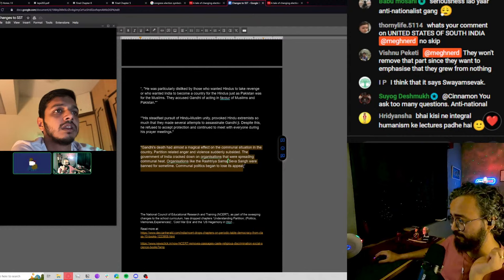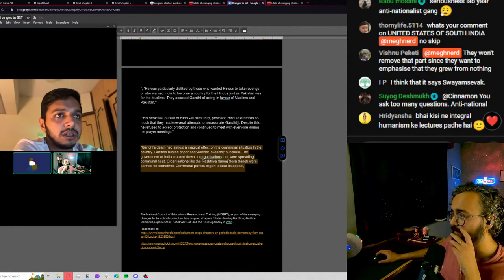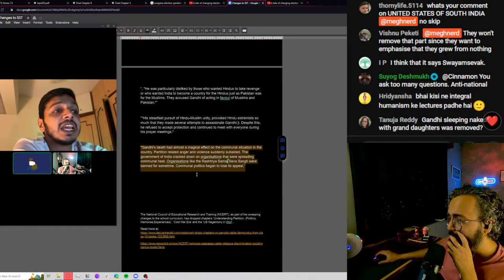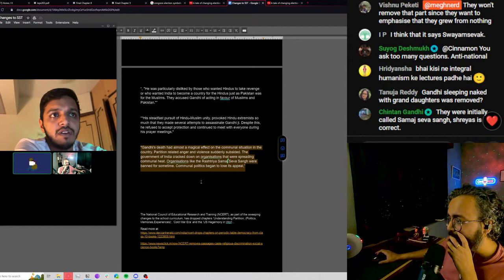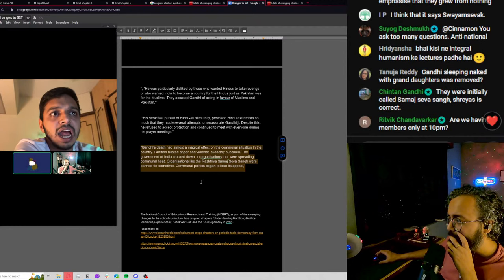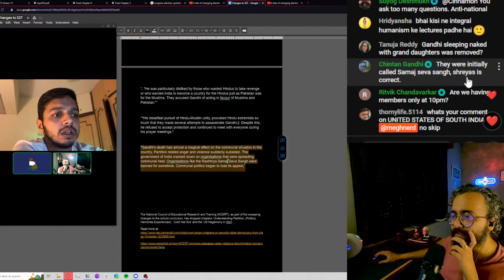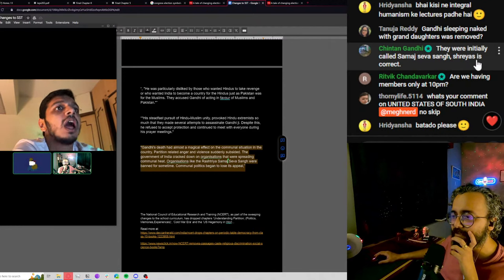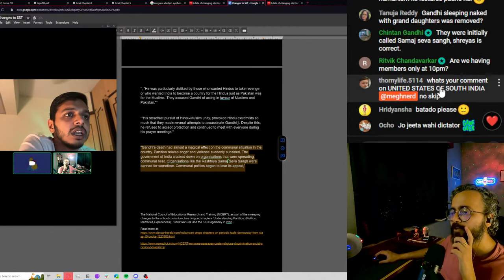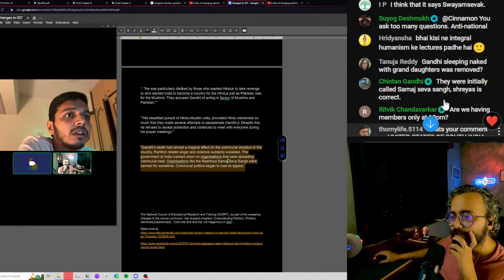They've removed this one particular thing. Yeah, basically, that RSS was banned for a while after the death of Gandhi. That is what they have removed. So like Chintan is saying, they were initially called Samaj Seva Sangh. Shreyas is correct. Oh, interesting. Yeah, I did not know that. Very interesting.